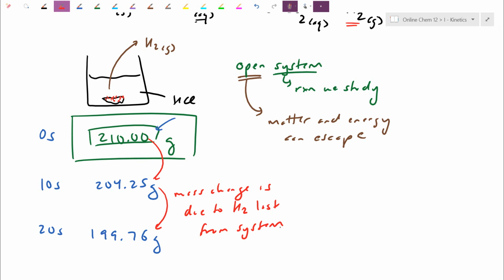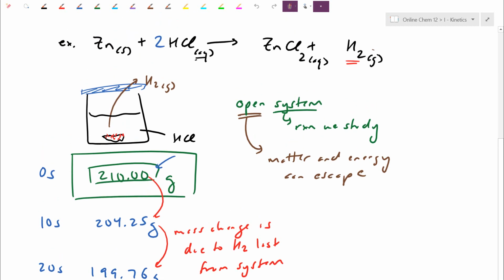Now, this would totally be a different story if I had a closed system. If I just put a watch glass or something on top of it, yes, the reaction is supposed to release hydrogen, but if I seal that beaker and the hydrogen can't escape, then based on conservation of mass, I would imagine as the reaction is occurring, this number wouldn't change. So because in this reaction hydrogen is the only gas escaping, any change in mass I track is going to be due to hydrogen.